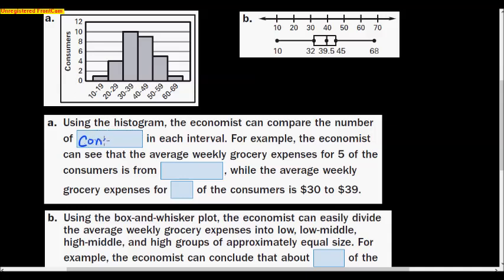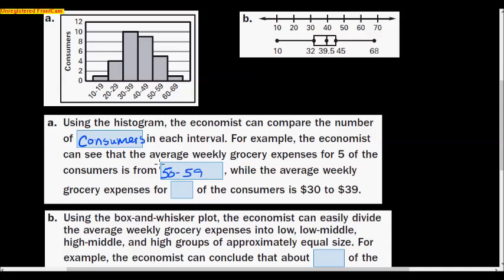All right, so I'm going to put the word consumers right in here. And that's what I want you to put down in your packet. For example, the economists can see the average weekly grocery expenses for 5 of the consumers is from where to where. Well, I go over here, and right there is 5, so I'm going to go straight over, and it looks like these people right here, there's 5 people that spend between $50 and $59.